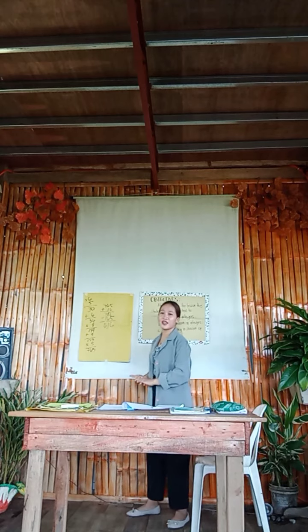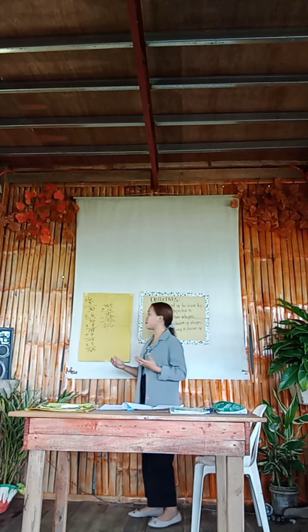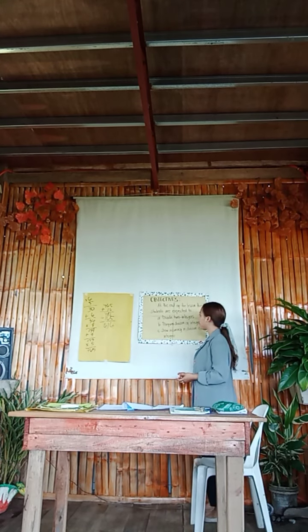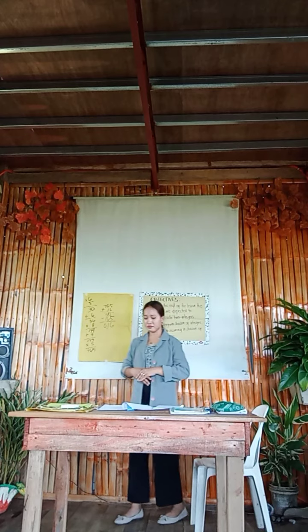Okay, let's go on. It seems that you have fully understood our last topic. Now we will proceed to our lesson. But before that, we read first our objective. At the end of the lesson, the students are expected to: A, divide the two integers; B, perform division of integers; and third, show accuracy in division of integers.